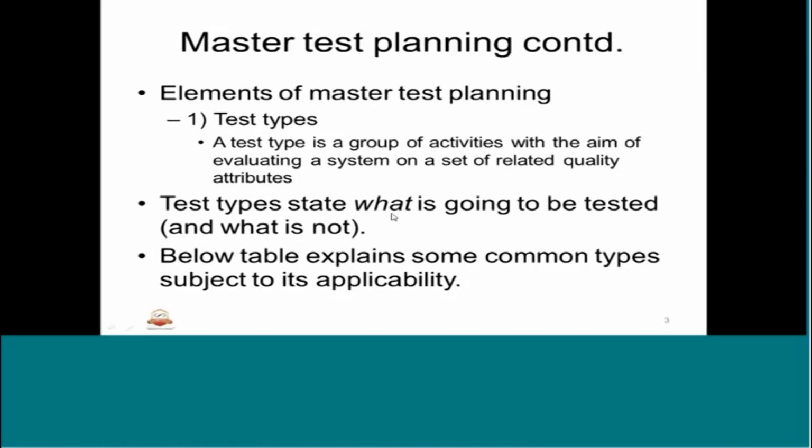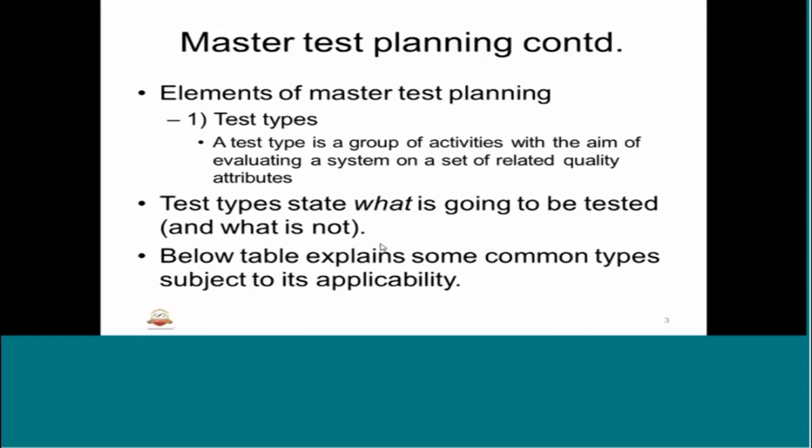Test types state what is going to be tested and what is not. So something like a scoping it does. The test types will define what will be tested, what the activities are, how I am going to group it, and what tests will not be done. So that is what the test types state. It means a system can be tested from different points of view: functionality, performance, business requirements, user friendliness, etc. So these are some of the quality attributes that describe the various aspects of system behavior.